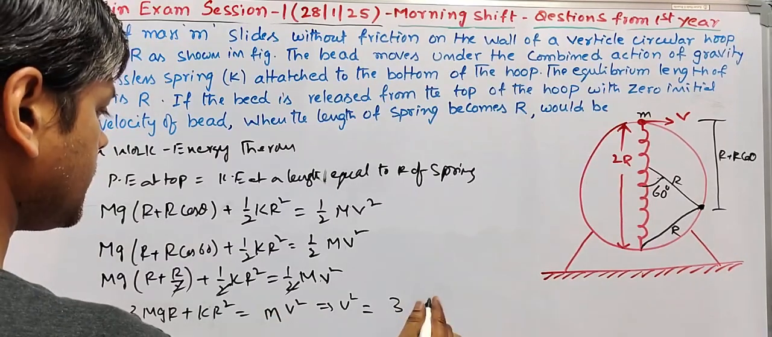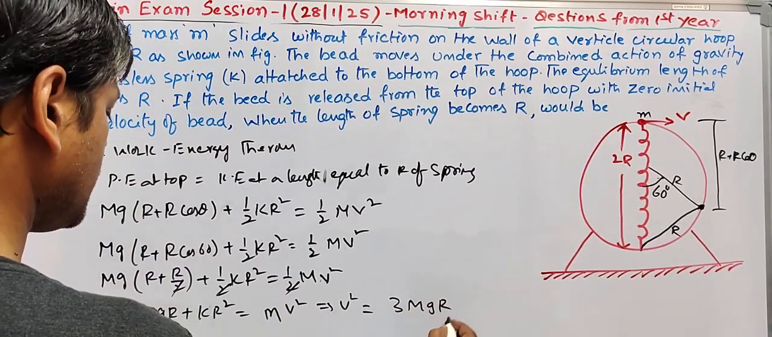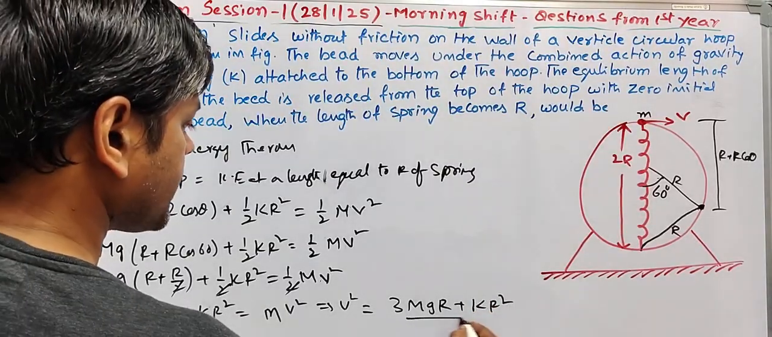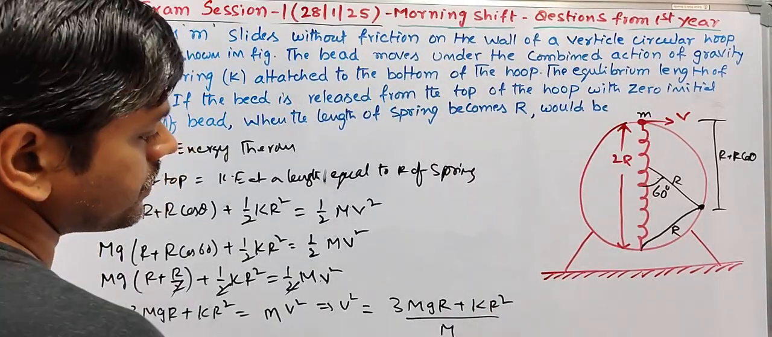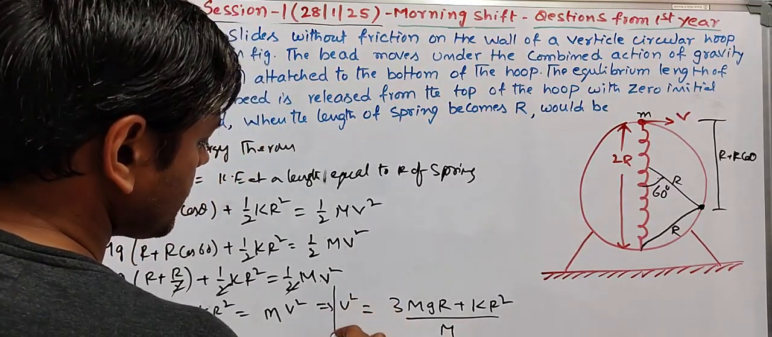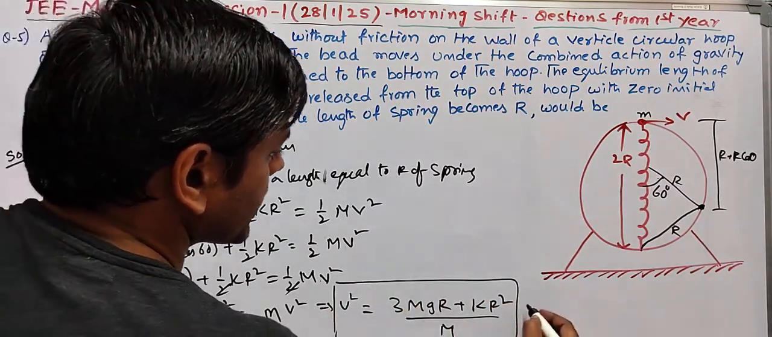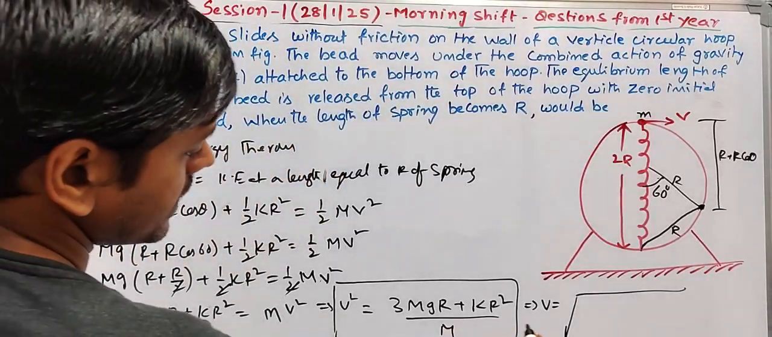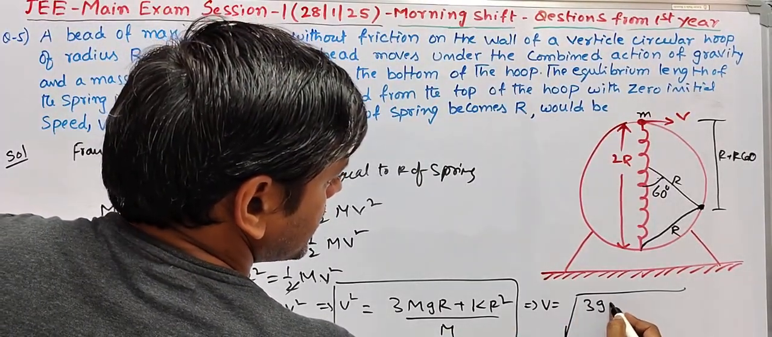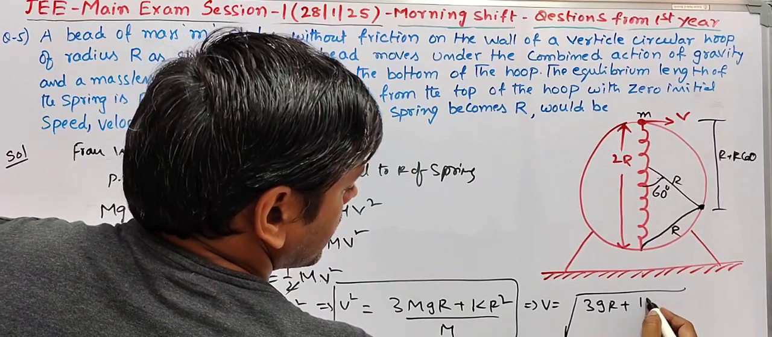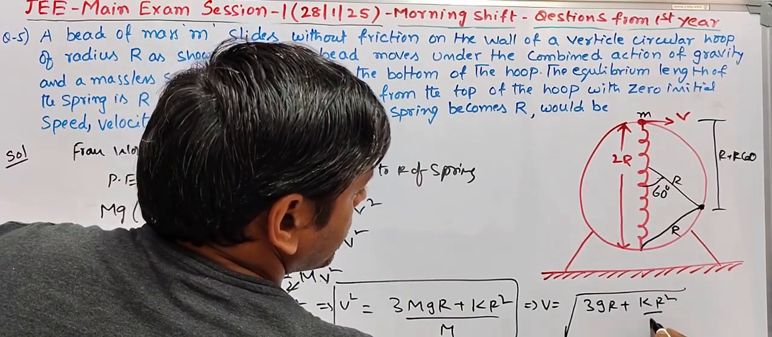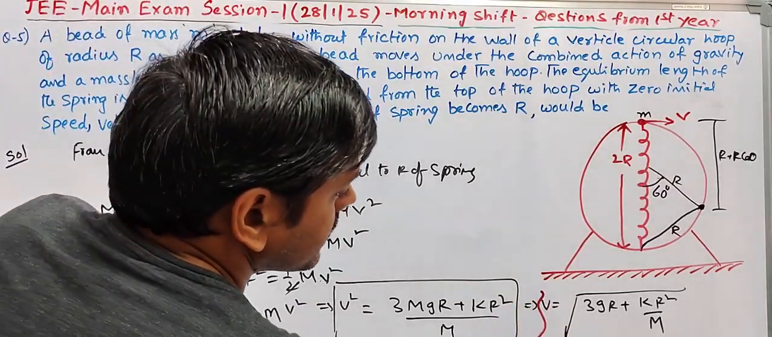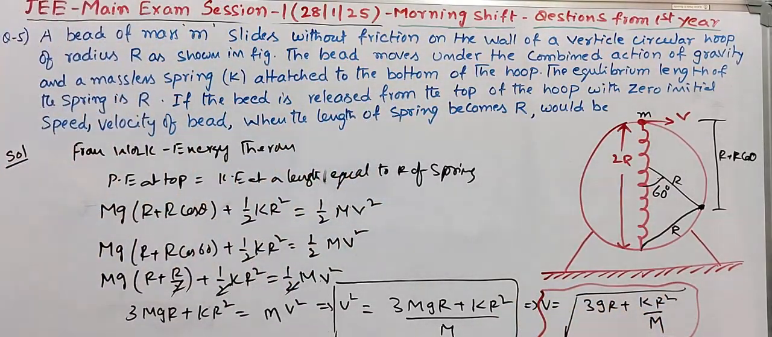So what is that? mgr plus kr square by m. Okay, what is v square equal to? But he is asking me v, that implies v is equal to under root. This m is cancelled. That is what? 3gr plus kr square by m. This is the velocity of this bead. Okay, right.